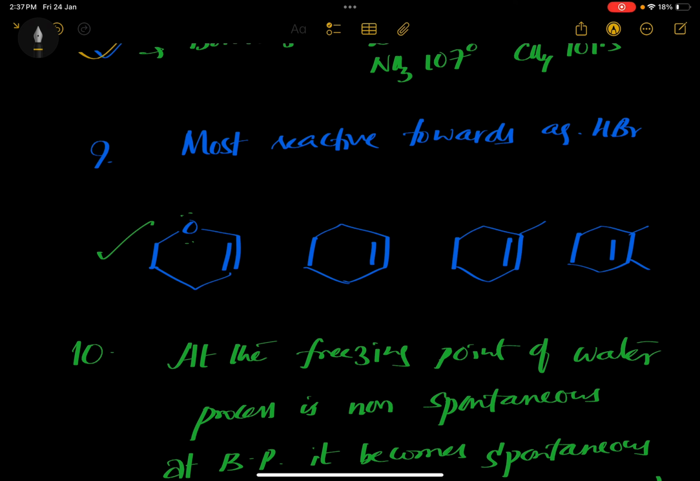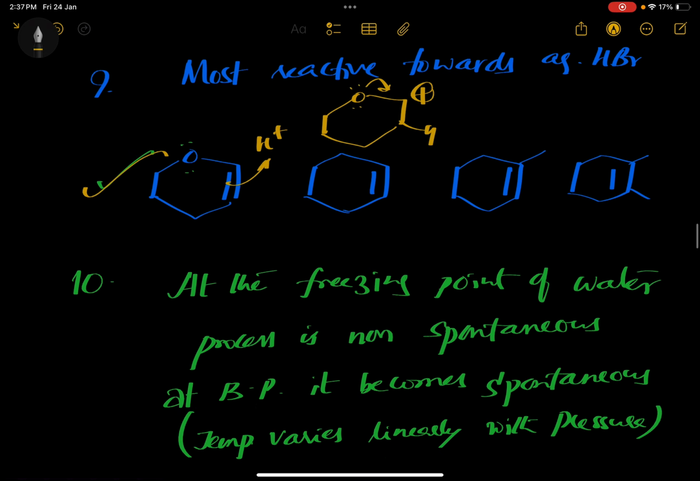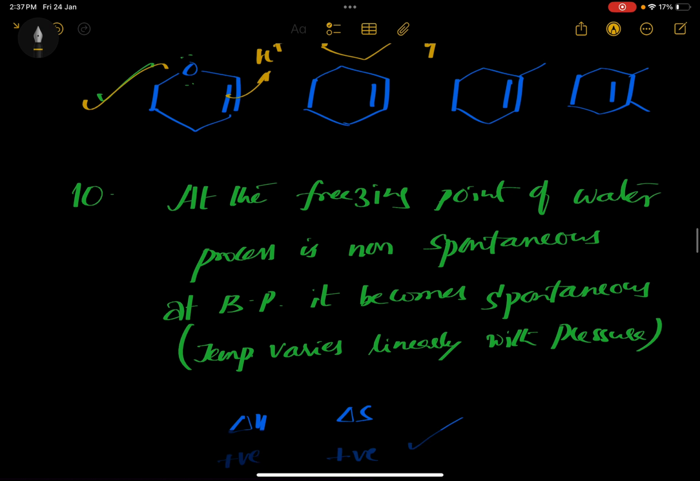Most reactive till now, okay now. Most reactive towards aqueous HBr is, again the same thing. When you are adding H plus, it is going to gain the electron and form the carbocation. If the carbocation is going to be stable, then that is more reactive. So this is more stable because of oxygen attached immediately, donating electrons by resonance. Okay now.